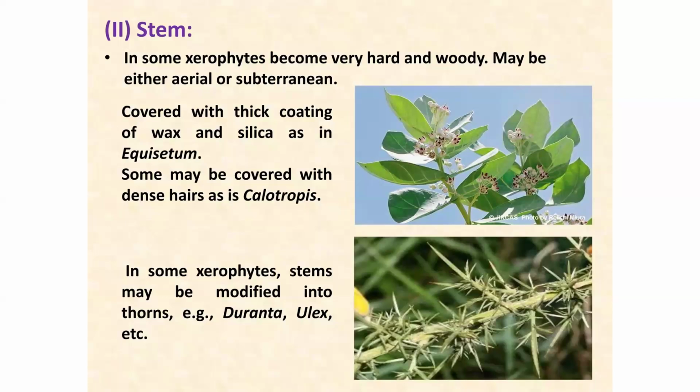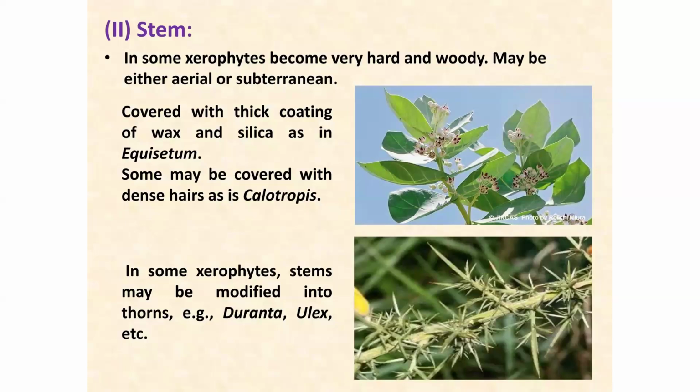The outer layer is covered with a thick coating of wax or silica, as in Equisetum, and some may be covered with dense hairs, as in Calotropis. In Calotropis, the surface of the stem is covered with hairs.